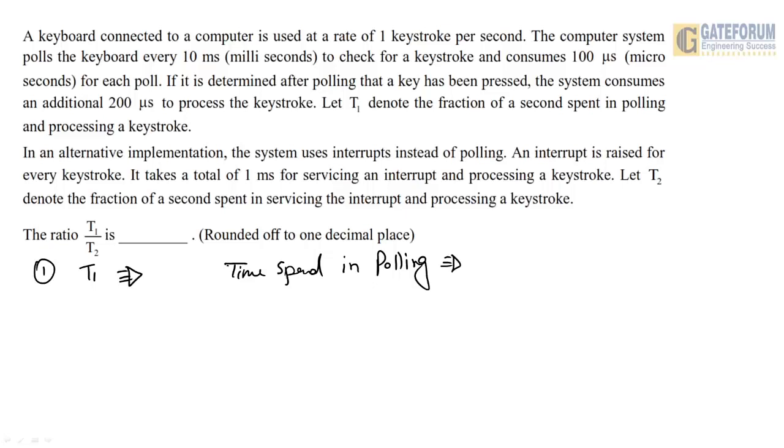Time spent in polling is simply, as we know that keyboard stroke is in every 10 millisecond, it is given that. The computer system polls the keyboard every 10 millisecond, so a poll is done every 10 millisecond.